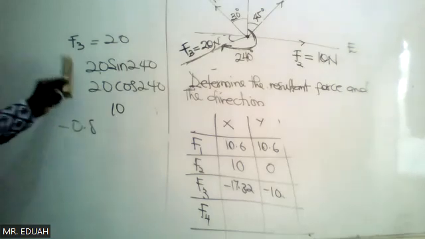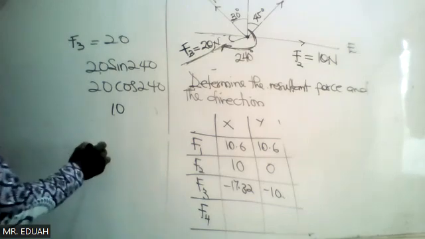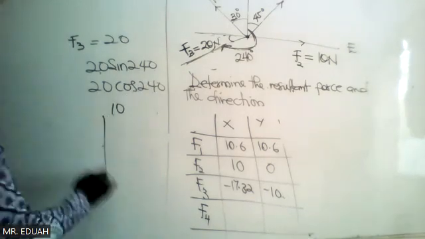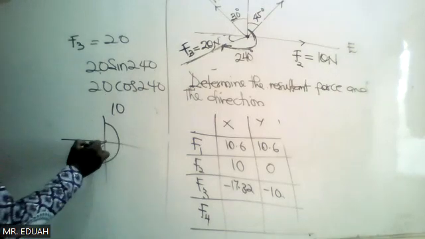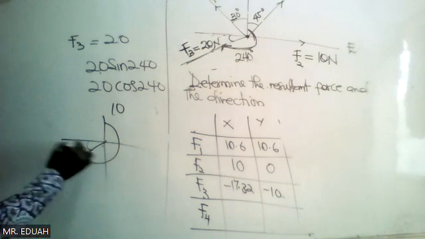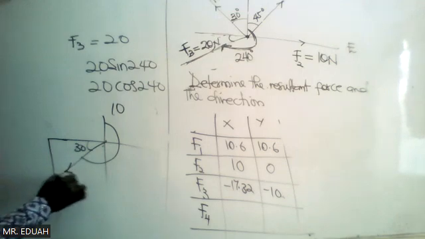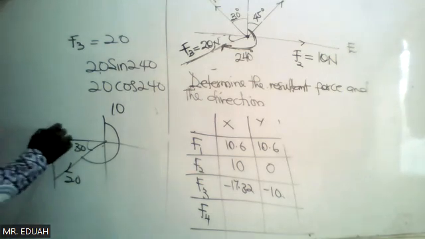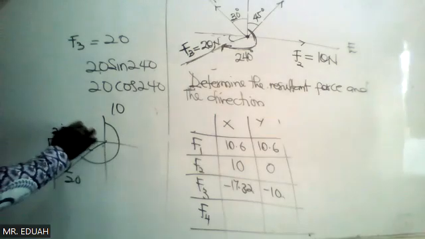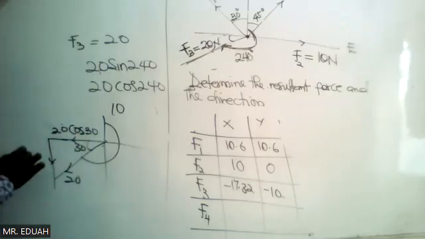But let's confirm, because I'm seeing the angle left to the x-axis. That is 240. What is the angle left? This is 30. So if this is 20, then this component, oh okay, Yaba, you are right. This component is 20 cos 30, and then this is 20 sine 30. Okay, thank you.